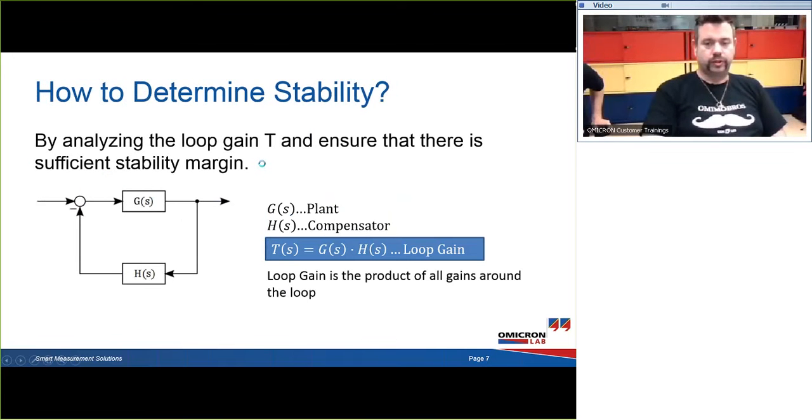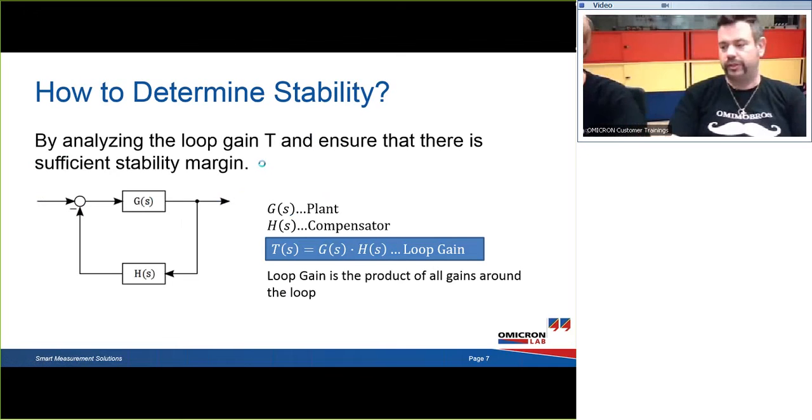Next step is that we have a look at what we are analyzing. How can we determine stability? We have a transfer function of the plant and a transfer function of the compensator. Both transfer functions together result in the so-called loop gain. The loop gain is the product of all gains around the loop. In our case, we are looking at the plant and the compensator. By analyzing the loop gain, we can make sure that we have a sufficient stability margin.